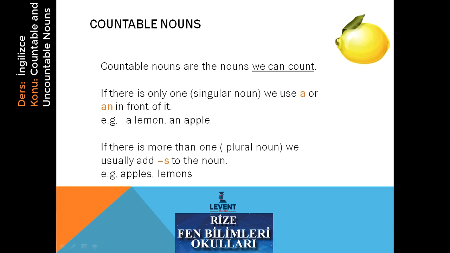If there is only one of someone, someplace, or something, we use a or an in front of it. As you can see, we say a lemon because the word lemon starts with the consonant L. And we say an apple because the word apple starts with the vowel A. If there is more than one of a noun, we usually add s to the noun. For example, we say apples, lemons, eggs, olives, etc.